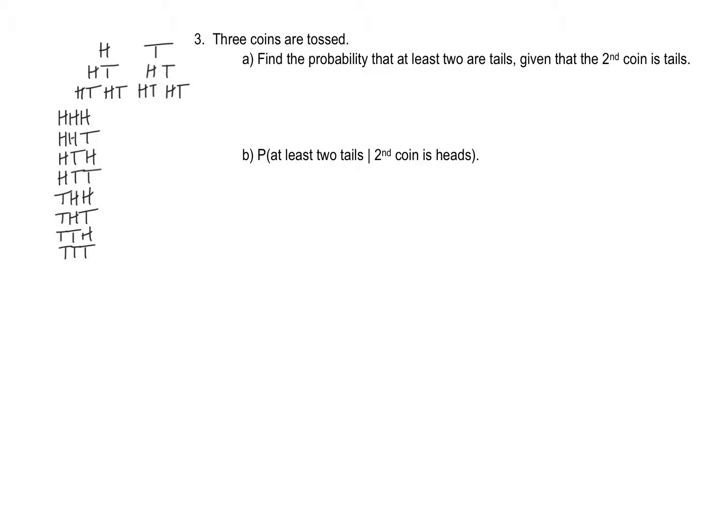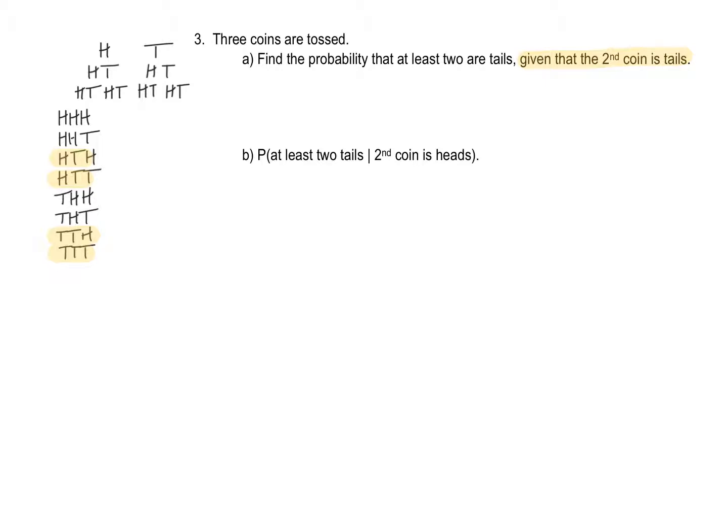And so if we are given, and conditional probabilities restrict what you're looking at, so the given part is given that the second coin is tails, I'm going to highlight all of these that include the second coin being tails. So this one has a second coin of tails, this one has a second coin of tails, so does this one, so does this one. So now I'm only looking at those 4.